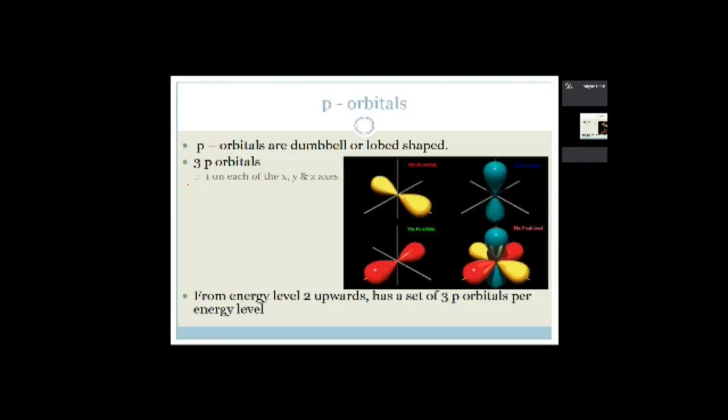Now, if we look at the p orbitals. P orbitals are dumbbell or lobe shaped. What I need to explain to you, and this is very important, and I feel a bit of an idiot explaining this because you guys probably don't think like I did. But when I was at school, for some reason, I thought that because with the s orbitals the electrons went around the outside of it, then when it came to p orbitals, the electrons went around the p orbitals like this. But if they did that, then there's a huge problem with that.